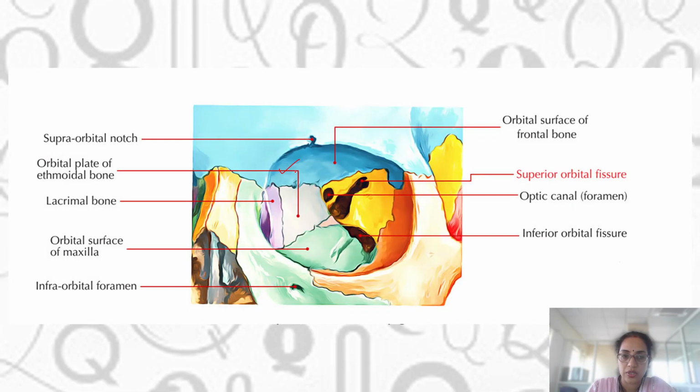Supraorbital notch transmits the supraorbital vessels. It's present in the orbital rim, and the supratrochlear notch is somewhere here, just medial to the supraorbital notch. The superior ophthalmic vein is well within the orbit and it runs parallel to the medial wall of the orbit.